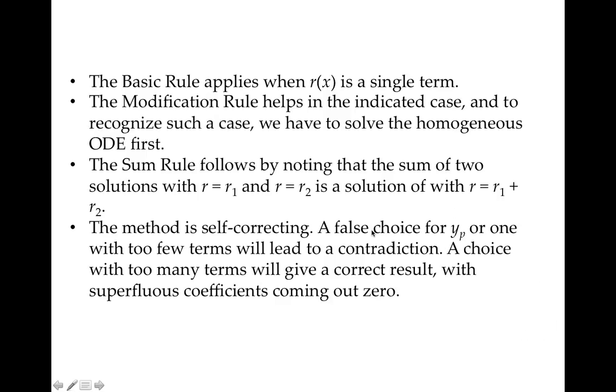Now the nice thing is the method's self-correcting. If you make a bad choice or you don't put in enough terms, you won't be able to satisfy the differential equation when you plug the solution in. If you have too many terms, you'll get a correct result, but you'll have too many coefficients and they'll come out 0. So for example, in that sum where you had the power series sum, some of those coefficients will come out to be 0, usually.